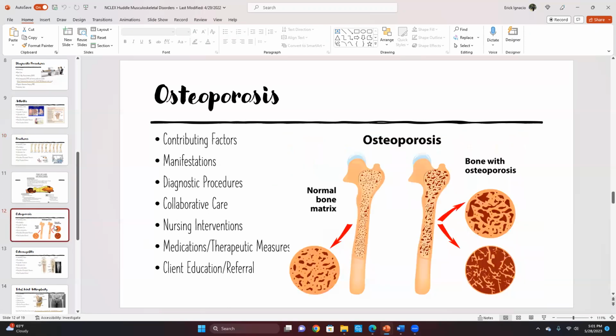Okay, let's jump into osteoporosis. Osteoporosis is a chronic disease in the bones caused by decreased density, and it can cause a possible fracture. Osteopenia is the precursor of osteoporosis. Contributing factors of osteoporosis: women 65 and older, men 75 and older, Asian and Caucasian ethnicity, family history, estrogen or androgen deficiency, protein deficiency, sedentary lifestyle, smoking and alcohol intake.